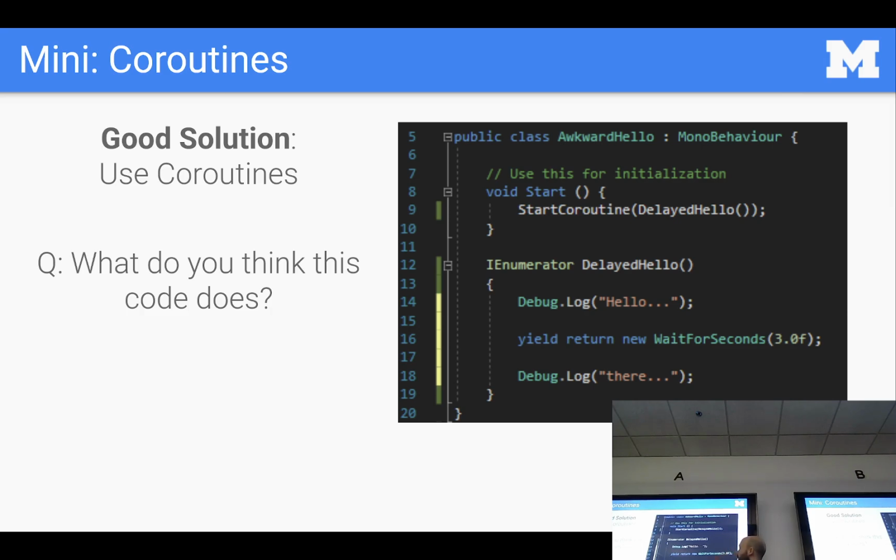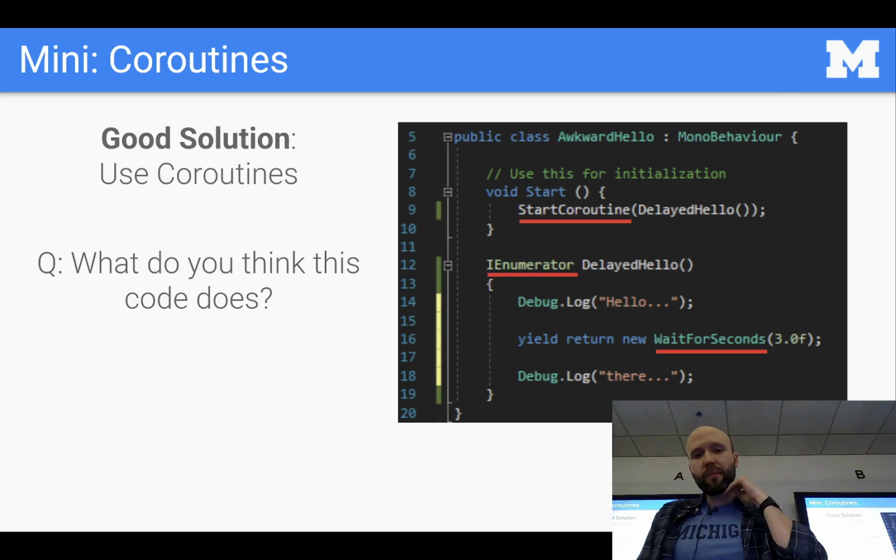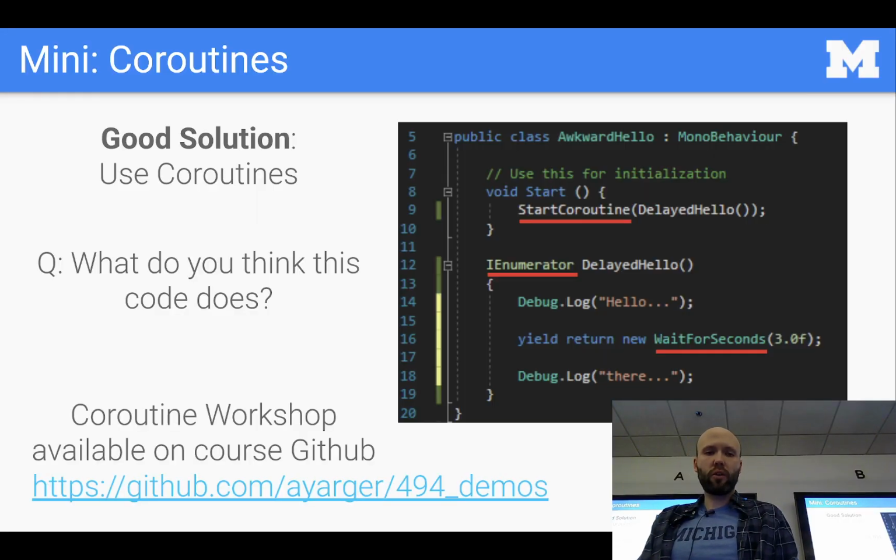Then, as soon as the 3 seconds is up, this coroutine comes back to life and it finishes up with there. So, hello, there. Pretty simple. A quick thing to note, at least in C#, you know a function is a coroutine because of its return type, IEnumerator, a very special return type. This allows the compiler to chop up this function into little bits and pieces that can be replayed, which is how the coroutine works under the hood.